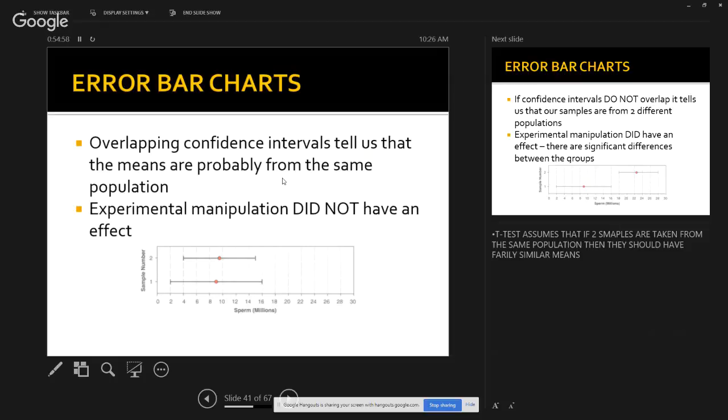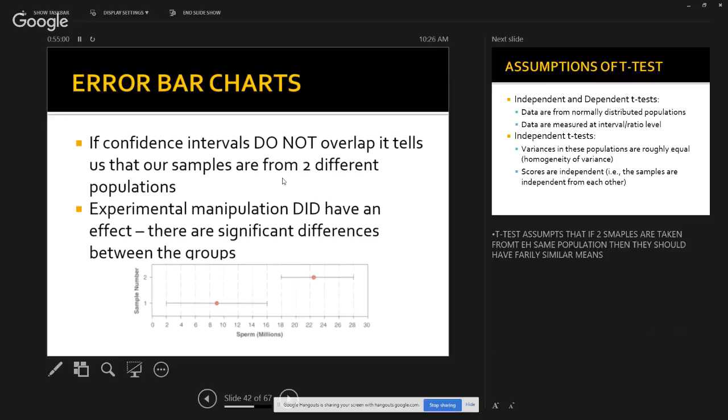If, however, we see different error bar charts plotted on the same graph, pardon me, there's no overlap. So it tells us that our samples are from two different populations. Therefore, it's telling us that our experimental manipulation likely did have an effect and that there are significant differences between the groups.